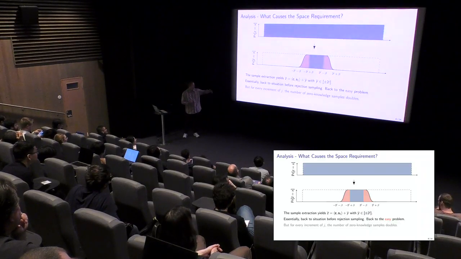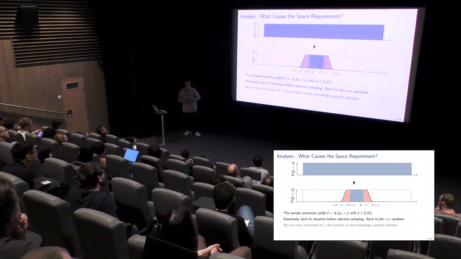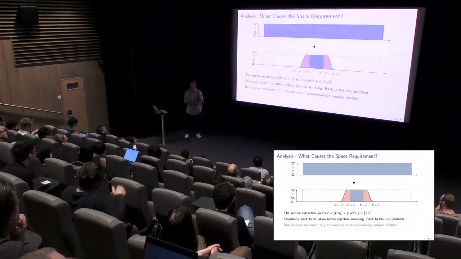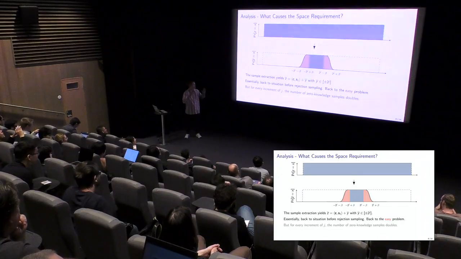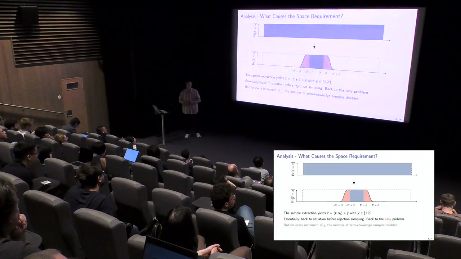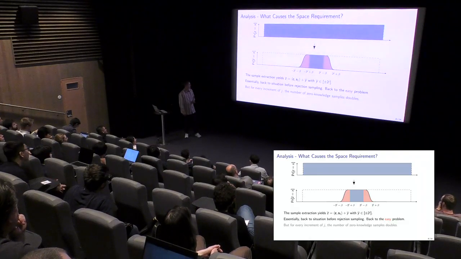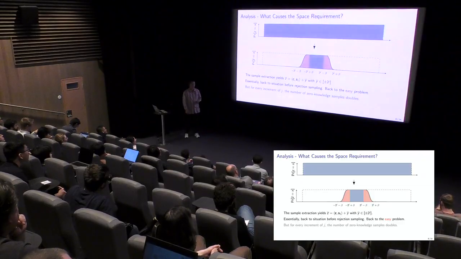he uses this bit to shorten the random value to the range plus minus 2 to the j. And the resulting situation is essentially the same as before rejection sampling, just with a narrower, shorter range of the zero knowledge samples. But essentially the informative tails are back, and we are back to the easy problem. There's a problem with it though.